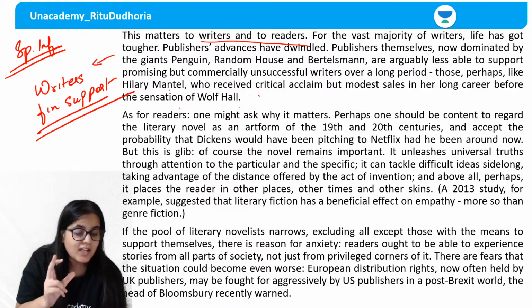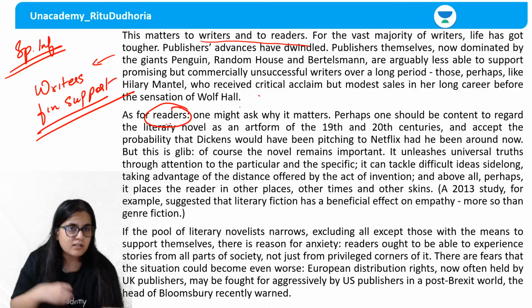Guys, not just one passage comes in the exam. Four passages come, five passages come. You have to do it in 40 minutes to 1 hour. Okay, so this para talks about writers and this para talks about readers.